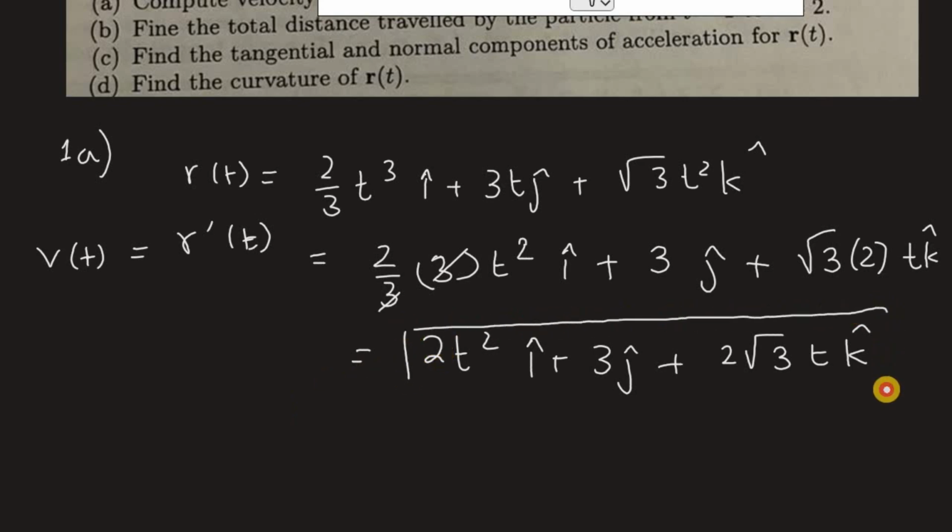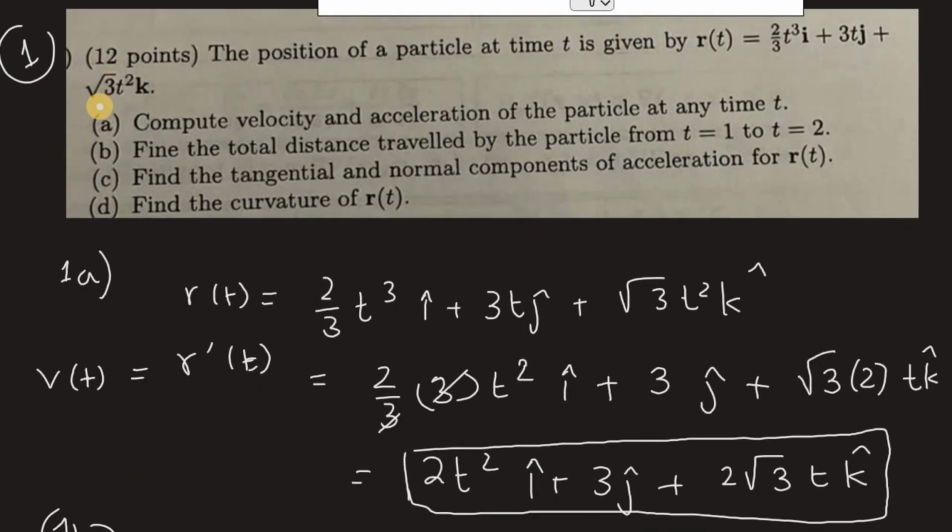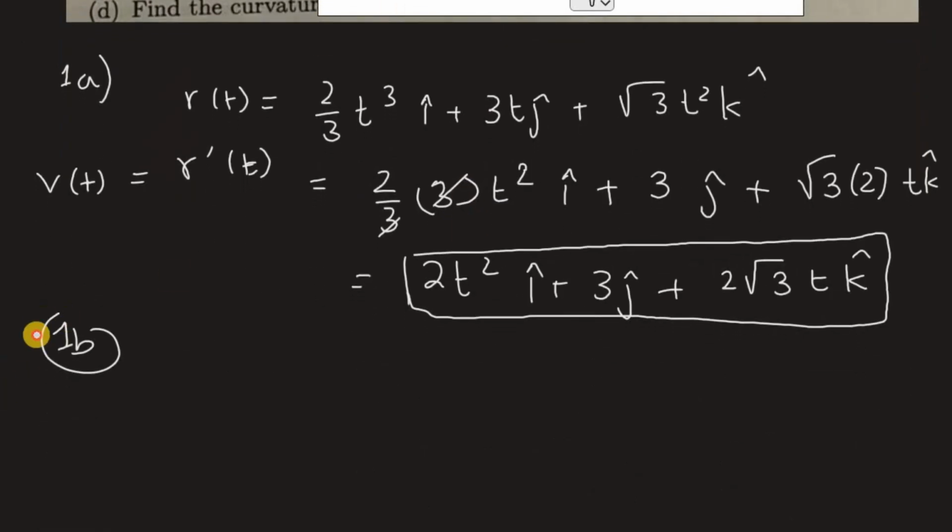So let's go ahead and solve for 1b now. What does 1b ask us to do? We're done with 1a. Now for 1b, find the total distance traveled by the particle from 1 to 2. Oh wait, we're not done with 1a yet. It asks for the acceleration as well. We haven't found acceleration yet.